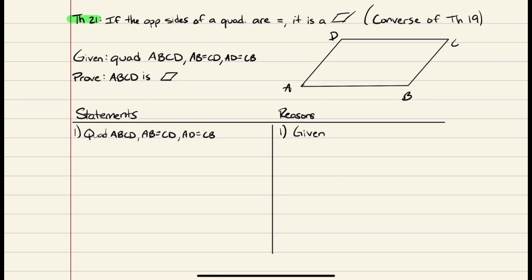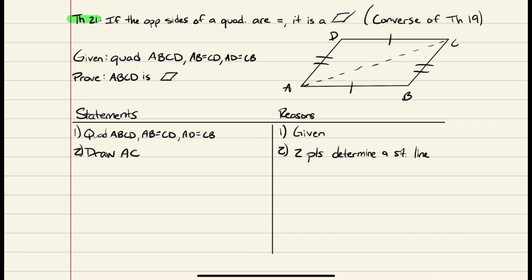All right, so we're given a quadrilateral ABCD where AB equals CD and AD equals CB. First thing we're going to do, after we have already obviously stated our given, is draw an auxiliary line to help us prove this. Draw AC. And we can say that because two points determine a straight line. So let's draw AC.